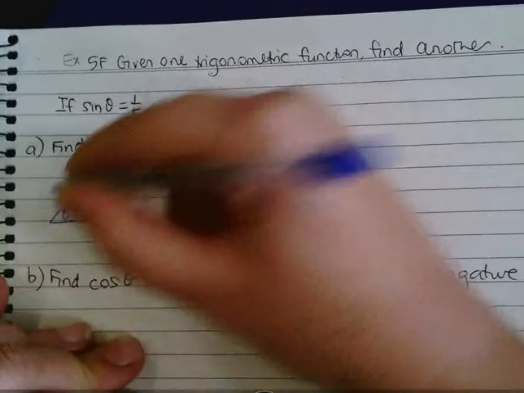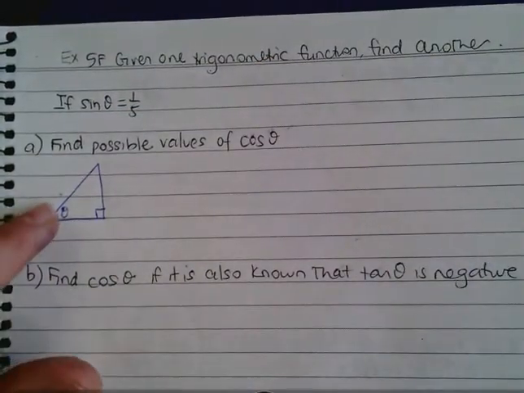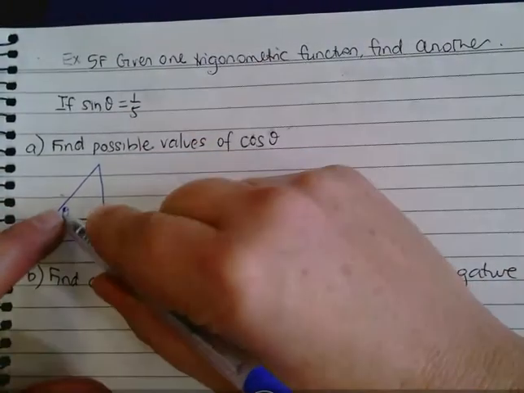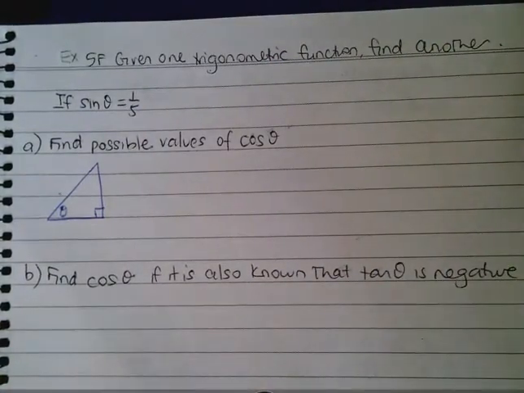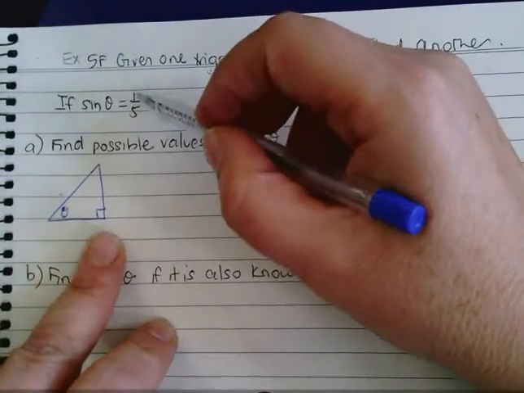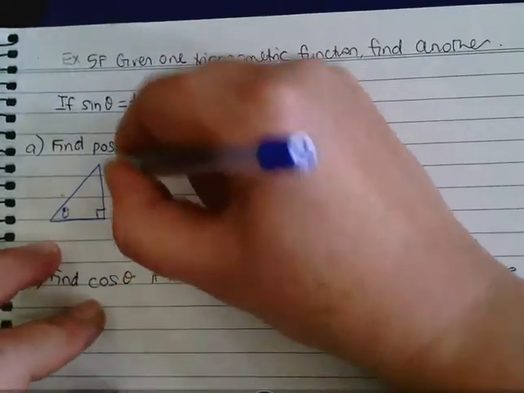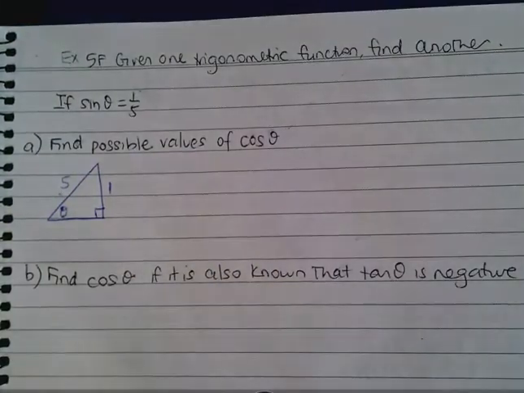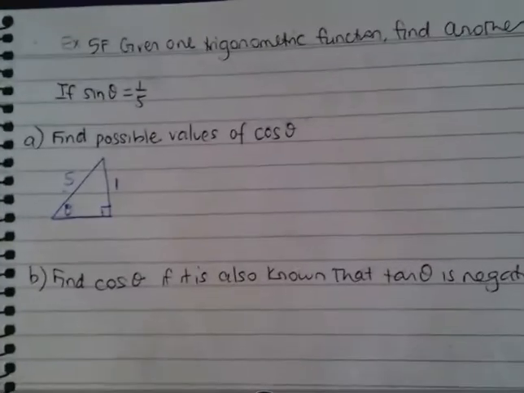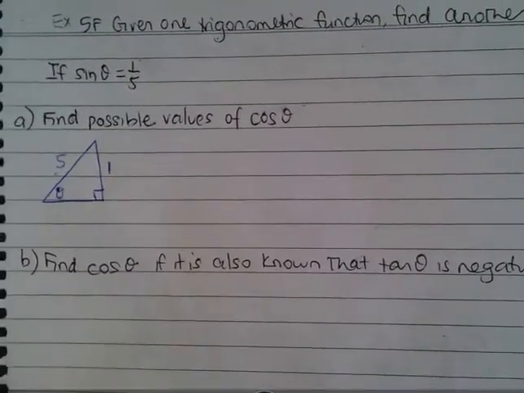But I'm going to do more than that. Now, sine theta is 1/5. There's my theta. Where do I put the 1 and where do I put the 5? So opposite over hypotenuse. So this is opposite, that's hypotenuse. So the first thing we've got is that sine theta is 1/5. So just draw a right angle triangle.